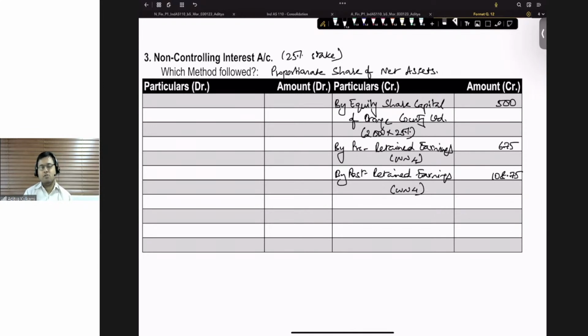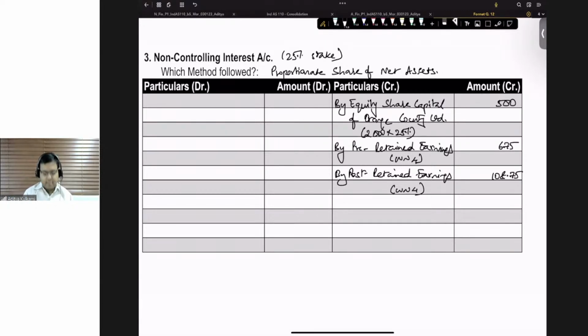And because NCI has no share in the goodwill, now you tell me, who will bear the loss of this goodwill? Whoever has the asset. The asset is attributable to the parent or to the NCI or to both? Asset is attributable to the parent only. This is the goodwill. Since goodwill is attributable to the parent alone, the impairment loss also will be attributable only to the parent. The impairment loss will be borne only by the parent. NCI has no share in this goodwill, so NCI will not share the impairment loss.